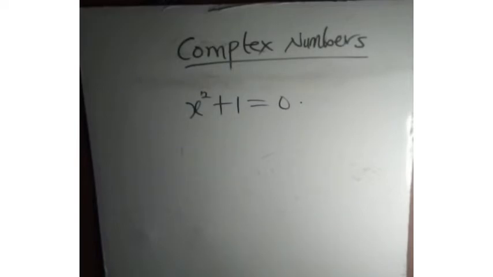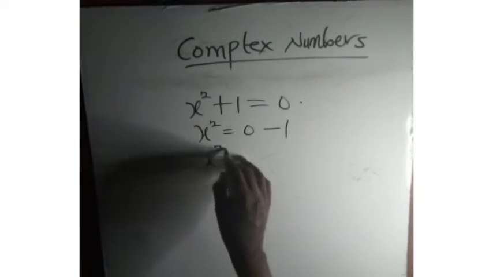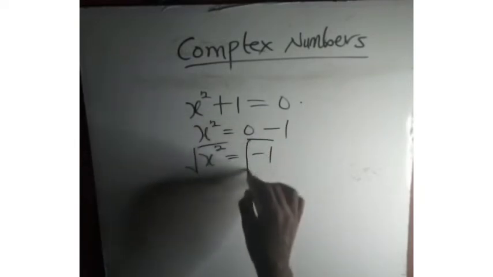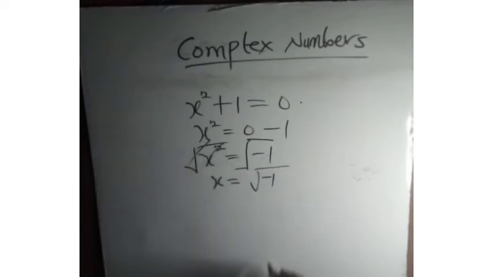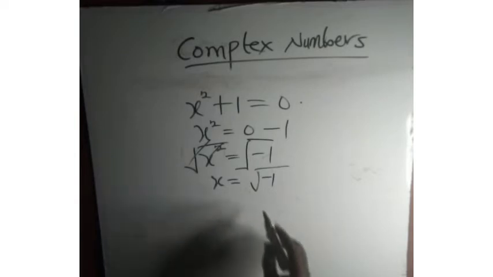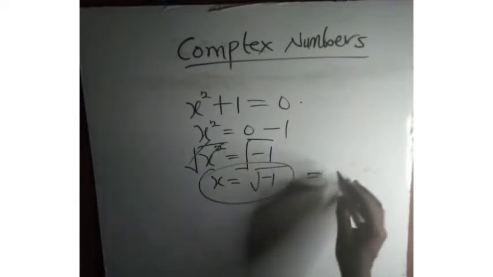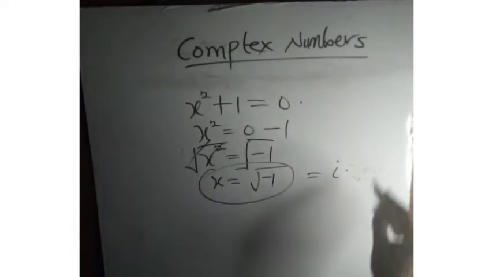Now if you collect like terms, this is x squared equals 0 minus 1, and this is x squared equals minus 1. Taking the square root of both sides, we have it that x is equal to the square root of negative 1. Now if you punch this on your calculator, it will give you what we call i. This is an imaginary number. So this is the foundation of complex numbers.